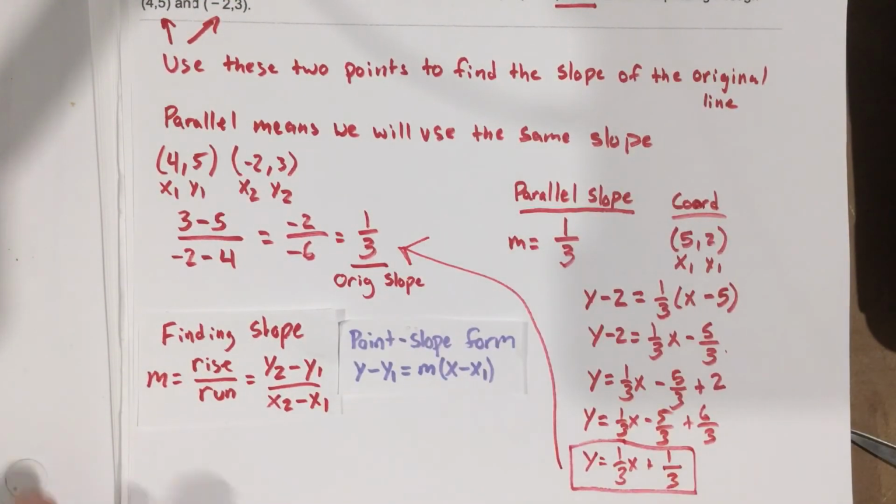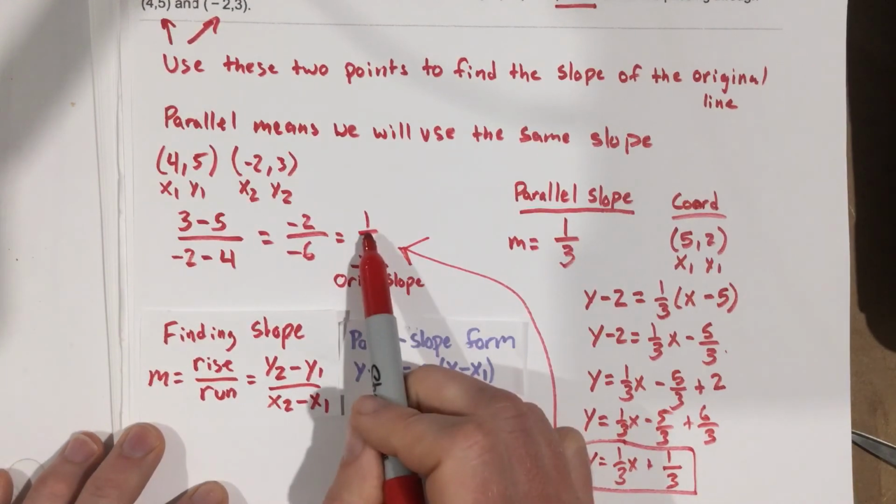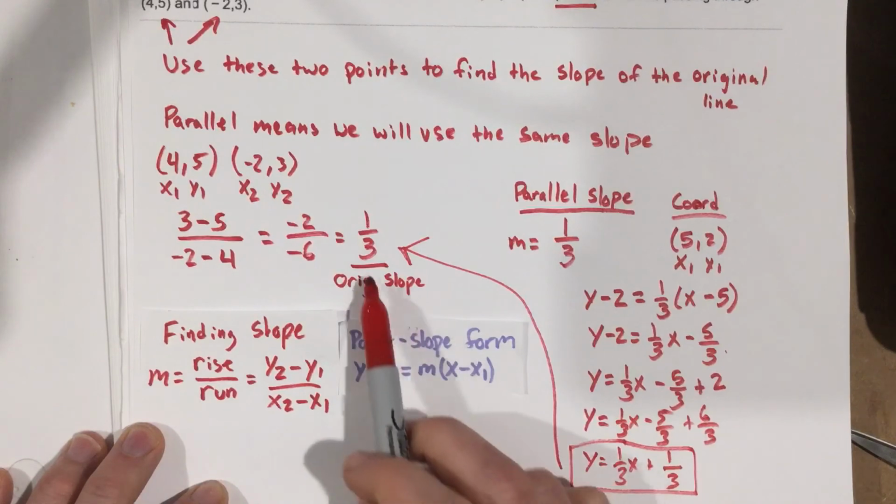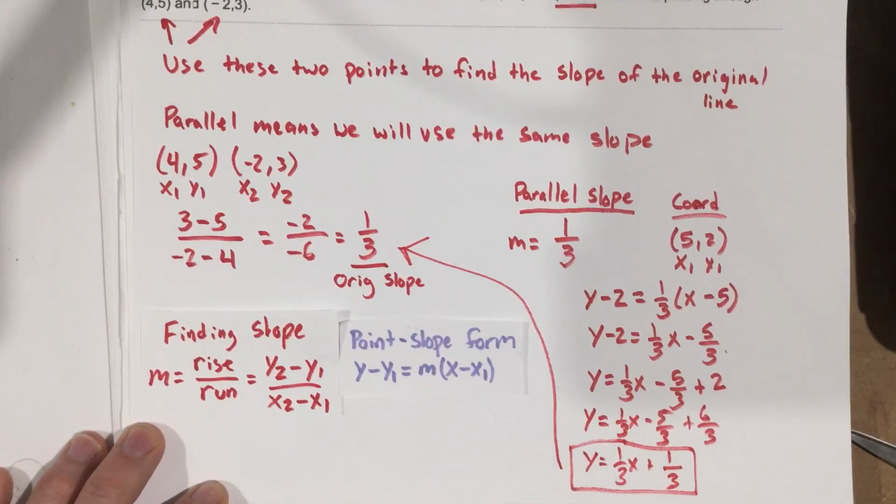Now, I didn't write the whole line out, right? In order to write this whole line out, we'd use one of these coordinates and write the equation. But I know that it's parallel because they have the same slope. So I know I'm good because this equation has the same slope as the original, and it goes through this coordinate 5, 2, because that's what I used to build the equation.